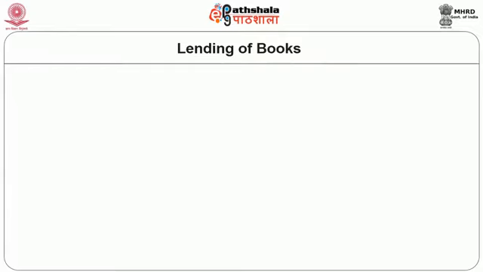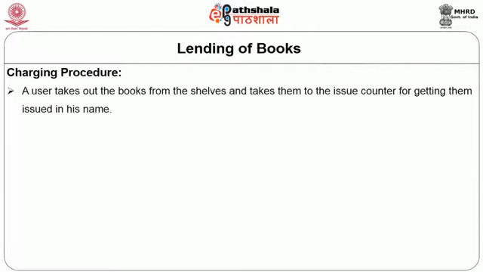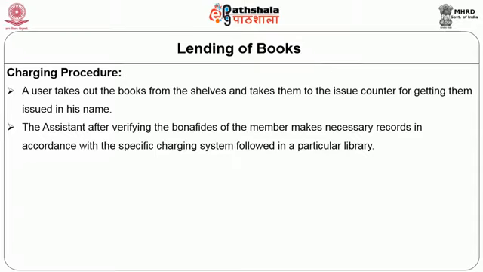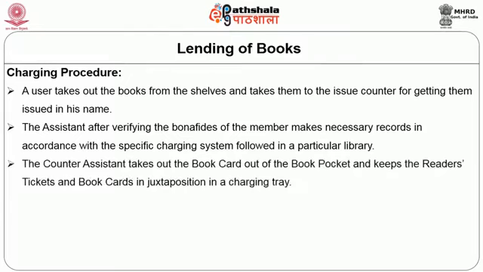Then the lending of books. Registration enables the members of the library to take advantage of the privileges of the library. The charging procedure involves the following: the user takes out the books from the shelves and takes them to the issue counter to get them issued in his name. The assistant, after verifying the bona fides of the member, makes necessary records in accordance with the specific charging system followed in the particular library. The counter assistant takes the book card out of the book pocket and keeps the reader's ticket and book card in juxtaposition in the charging tray.